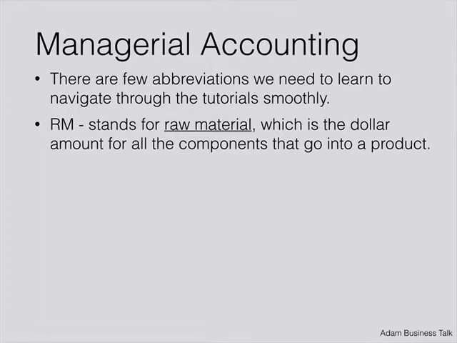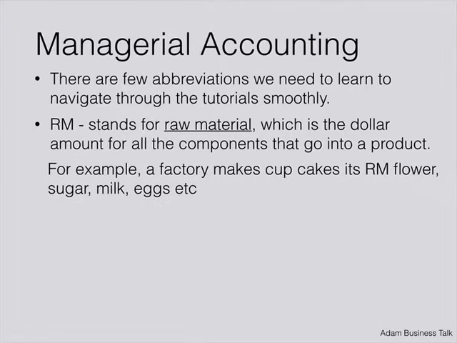The first one is raw material. This variable represents the dollar amount I have spent to acquire or buy the items, the products, the components that are going to be part of my final product. So imagine that you are making cupcakes. The flour, the sugar, the milk, the butter, the eggs are all components that are going to make my final good, which is the cupcake. So the dollar amount I'm spending on these items is included under raw material.